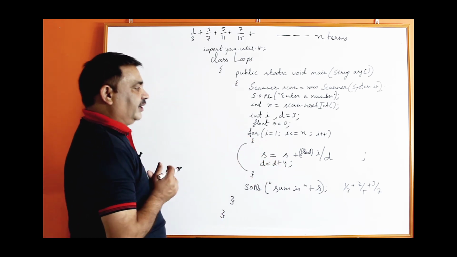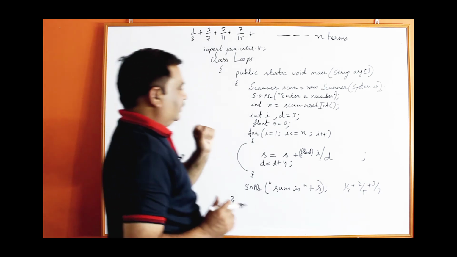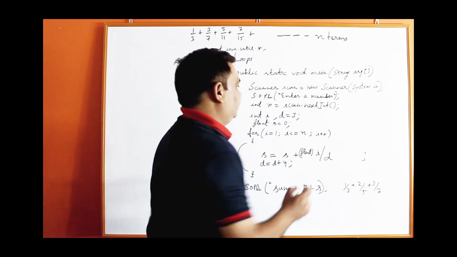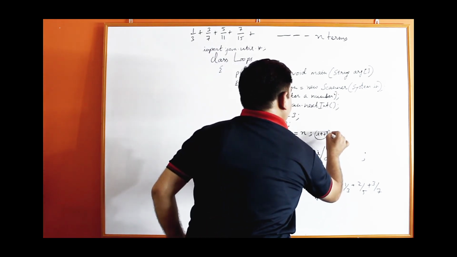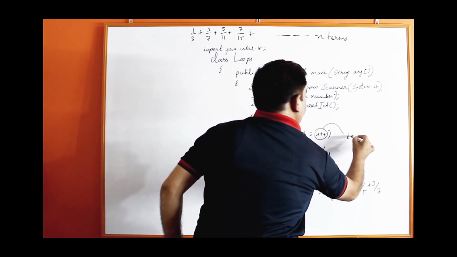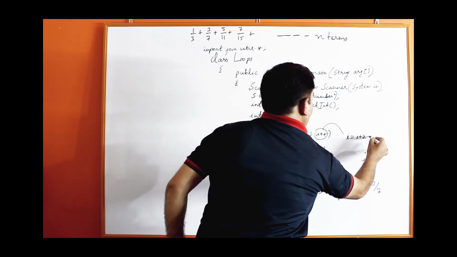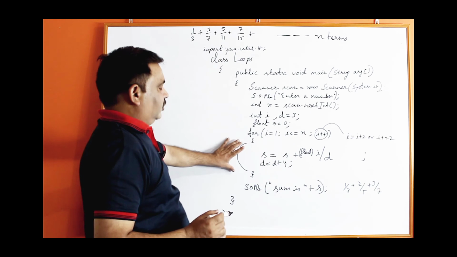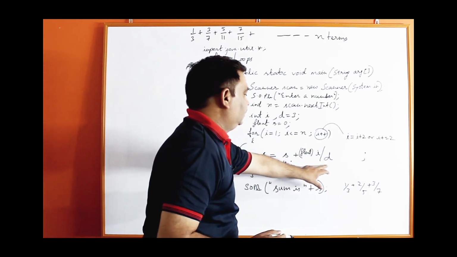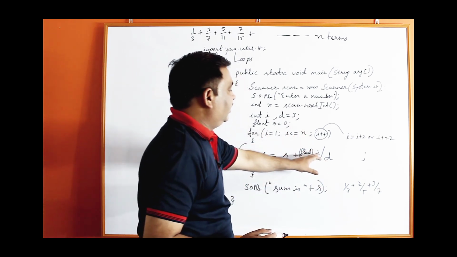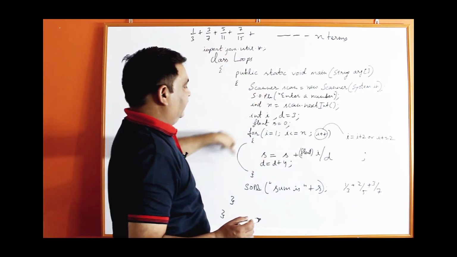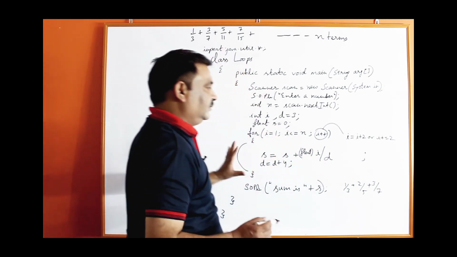But how will you get the numerator? One more thing, you can write i plus equal to 2 instead of i plus plus. Instead of i plus plus, you can write i equal to i plus 2 or i plus equal to 2. So you can get 1 upon 3, then 3 upon 7, then 5 upon 11 you will get.